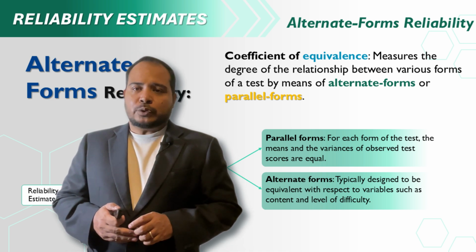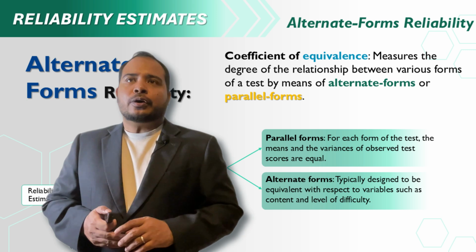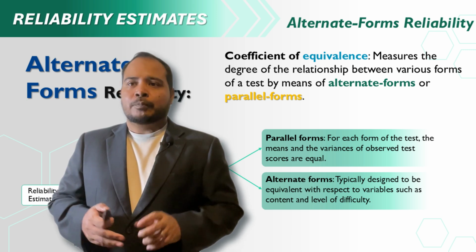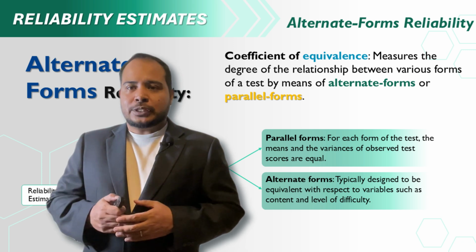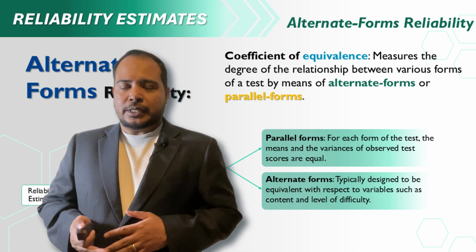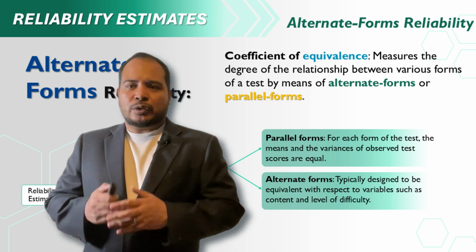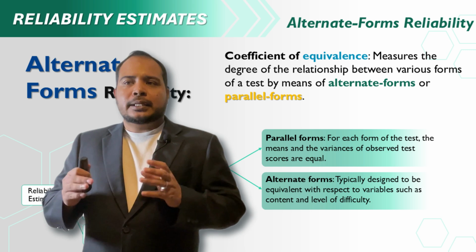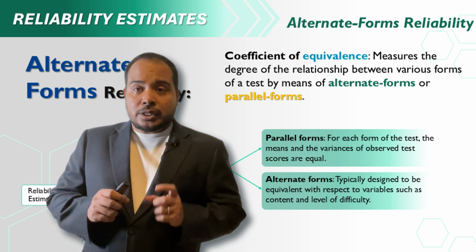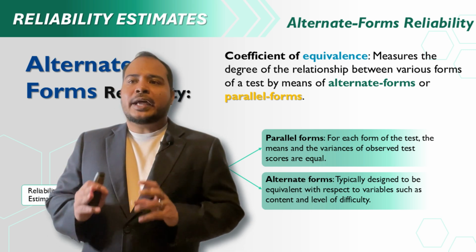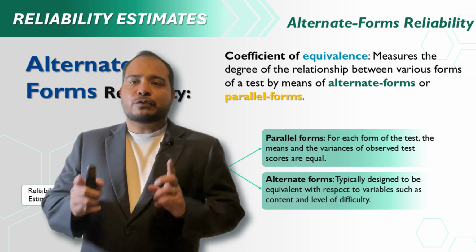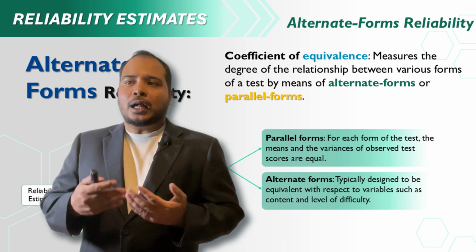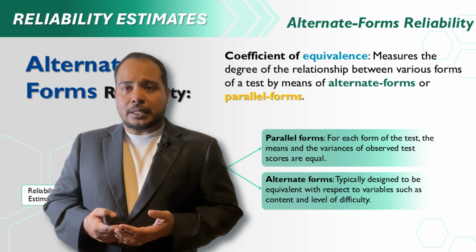Coefficients of equivalence. If you recall, for test-retest, we establish coefficients of stability. For alternate form, we want to establish coefficients of equivalence. So what do coefficients of equivalence give us? They allow us to measure the degree of the relationship between various forms of a test, by means of alternate forms or parallel forms.